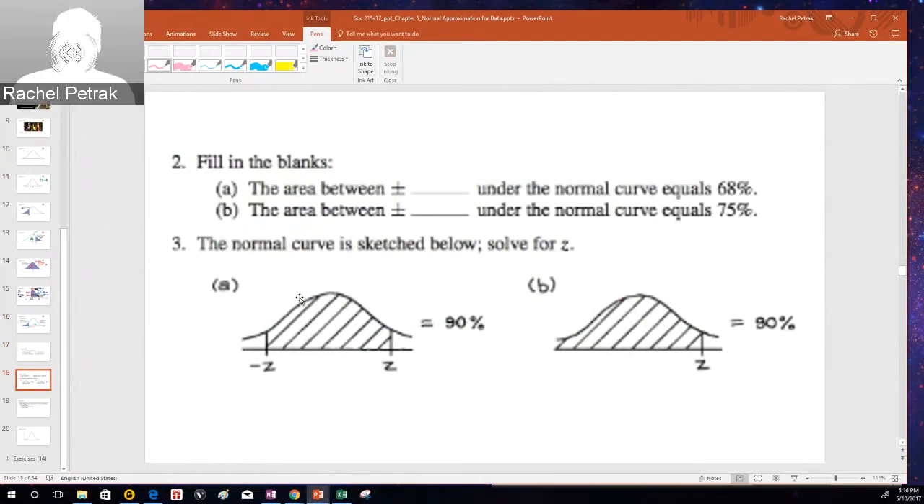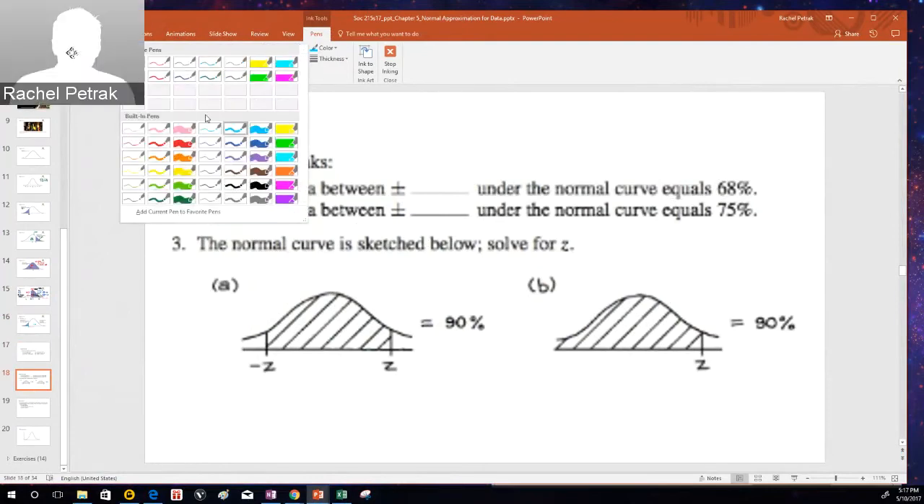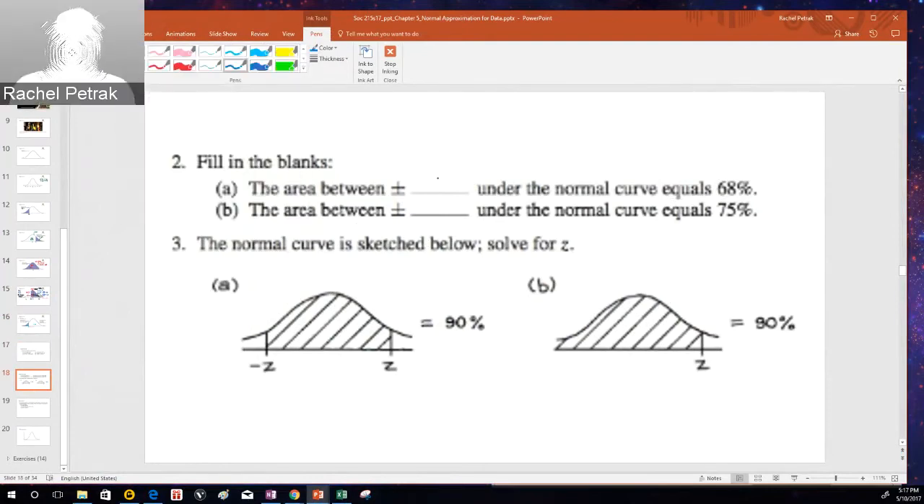And this is more information. Just to hit home, you want to know these standard proportions of the distribution that are between, above and below 1 standard deviation from the mean, 2 standard deviations, and 3 standard deviations. And we already know the answer to this first one: the area plus or minus 1 standard deviation under the normal curve equals 68%.